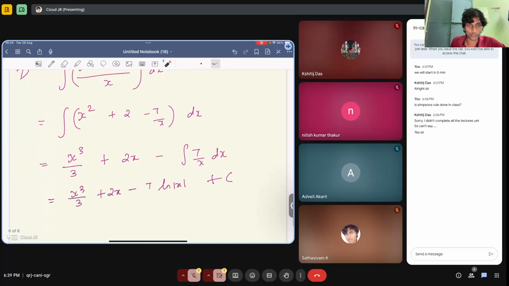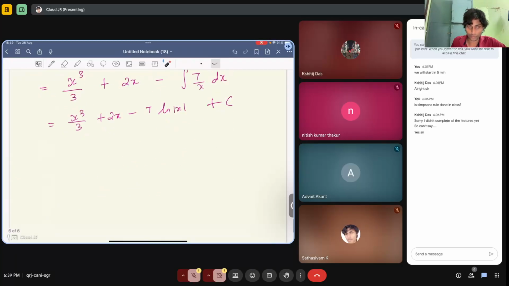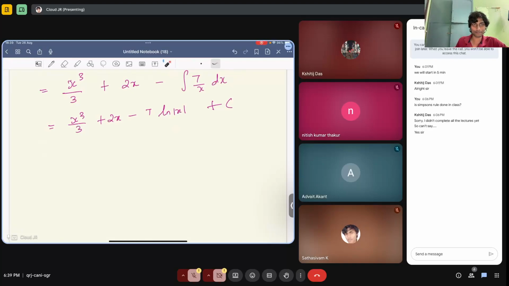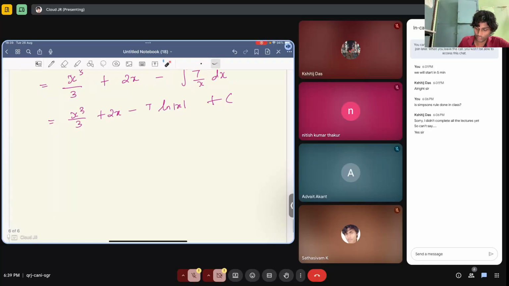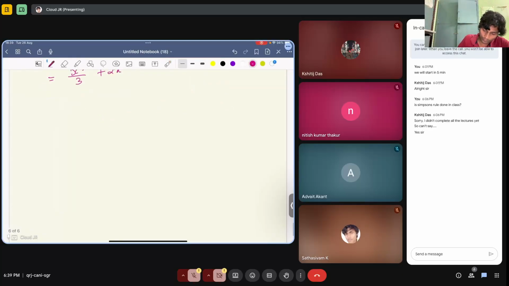So let's proceed to the next type. This much is not very hard, right? So let's increase the difficulty of the problem, and then we will proceed. Let's start with the problem, and then we will come back to what we can do.